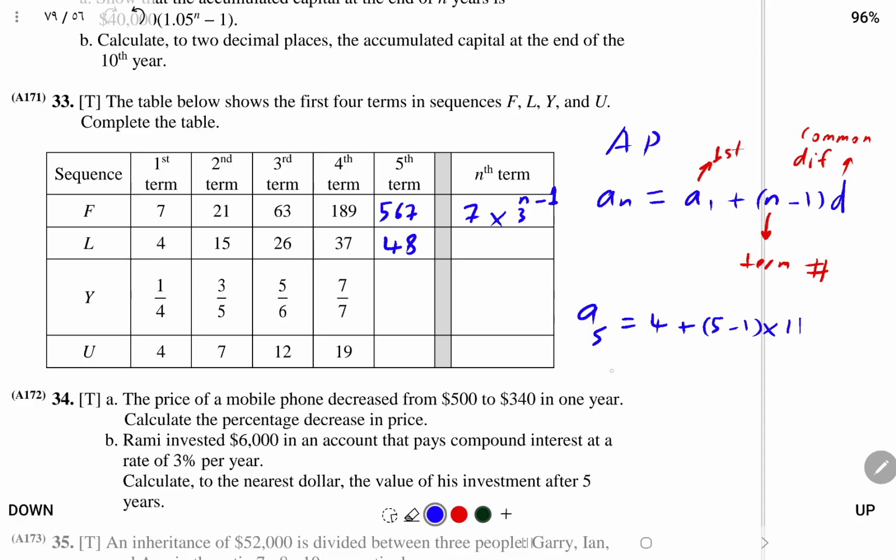Now for the nth term, you can do an is equal to 4 plus n minus 1 times 11. And then you simplify this. 4 plus 11n minus 11, which means 11n minus 7. So here you have to write 11n minus 7.